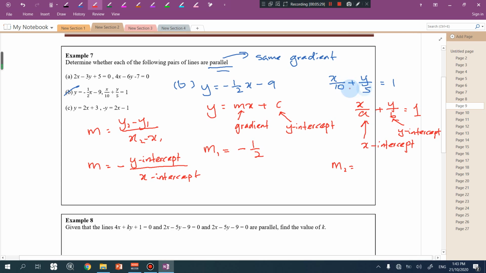We know the x-intercept is over here, 10, and the y-intercept is over here, 5. So negative y-intercept over x-intercept, and then we simplify it, we get the gradient is negative 1 over 2, right? Okay, now m1 is equal to m2, therefore they are parallel to each other.